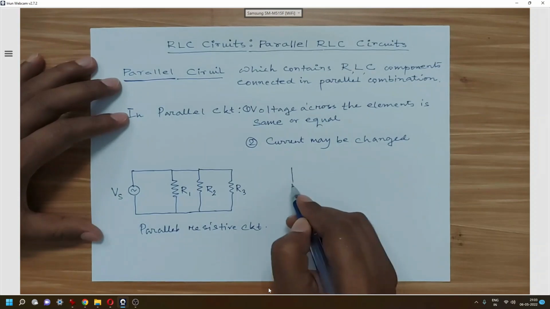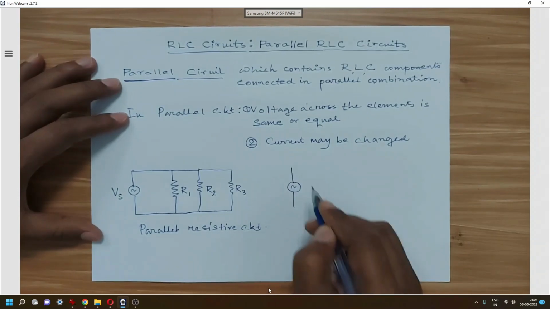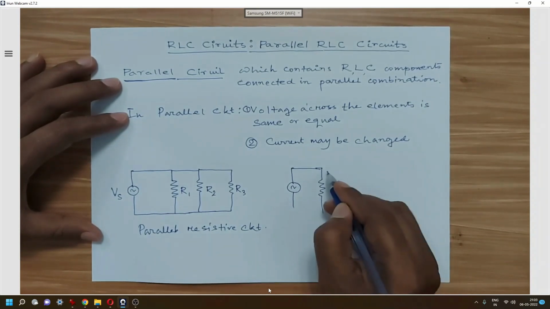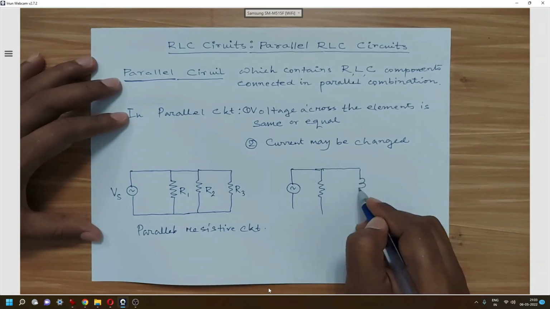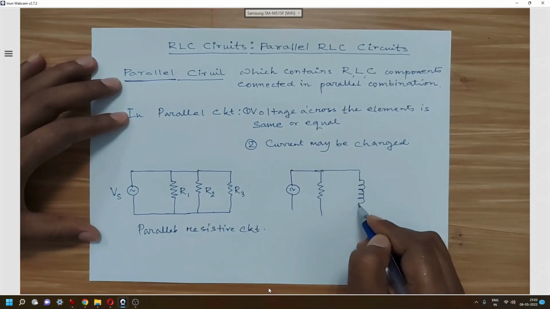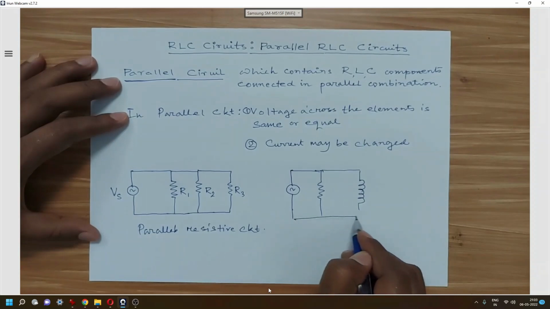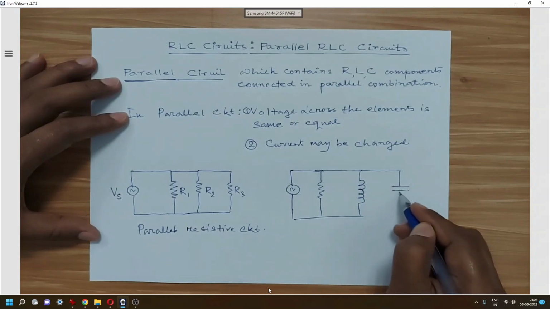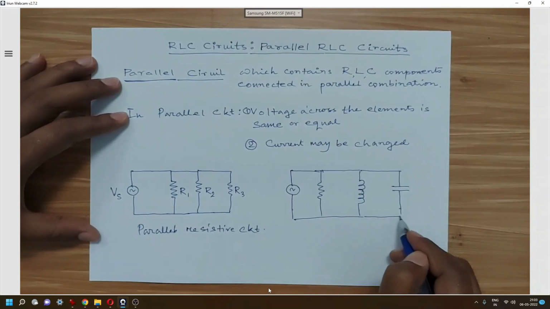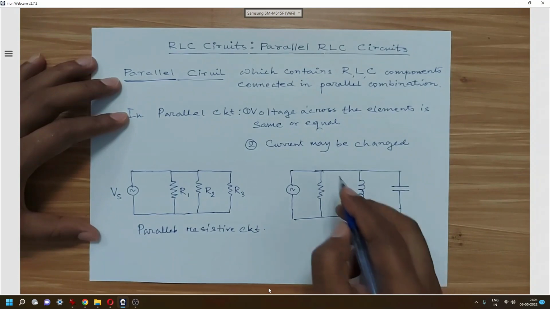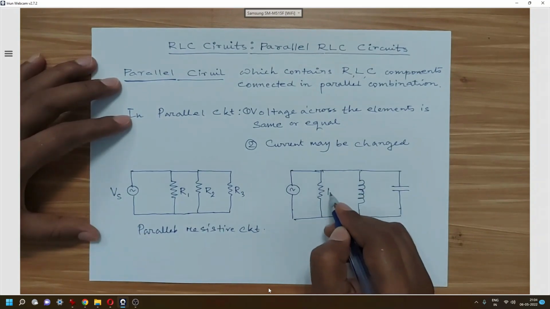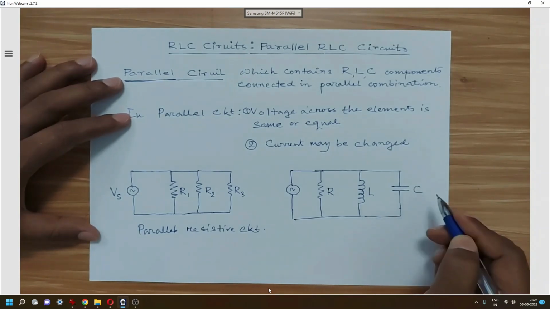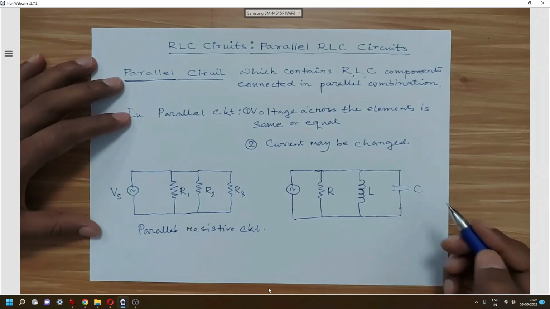Now similarly, using the 3 different components, that is R, L and C, we can develop our parallel RLC circuit. So we can draw like this. So where the resistor, inductor and capacitor all will be present, and they will be connected in parallel to each other. So we can denote this element as R, this is L and this is C. So this is our parallel RLC circuit.